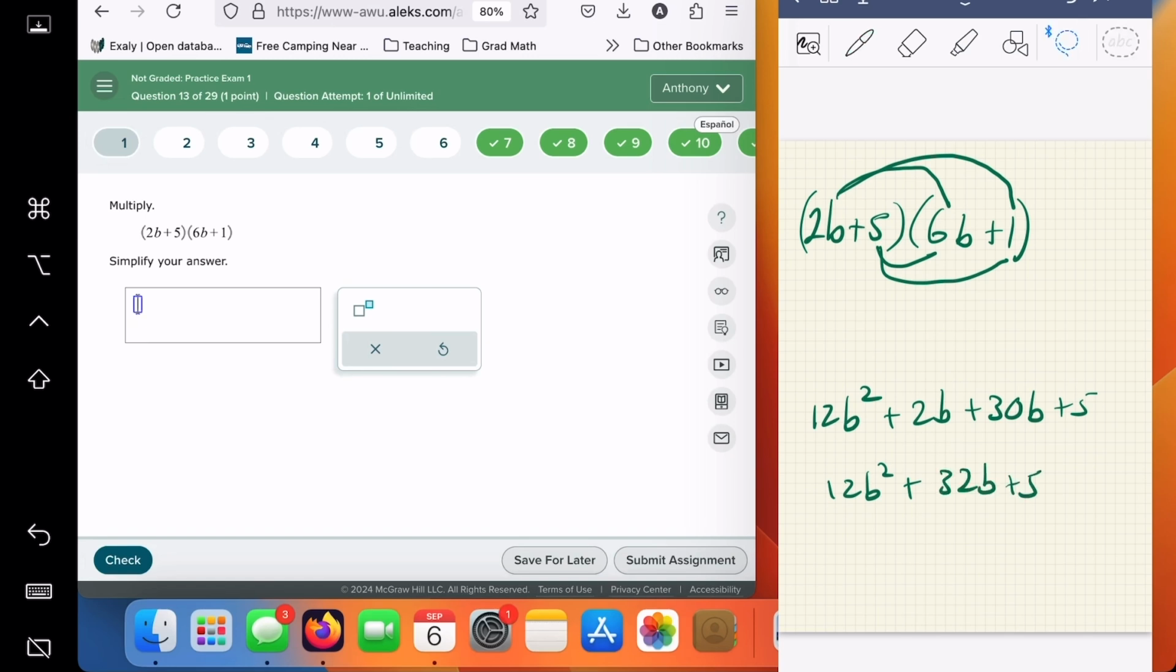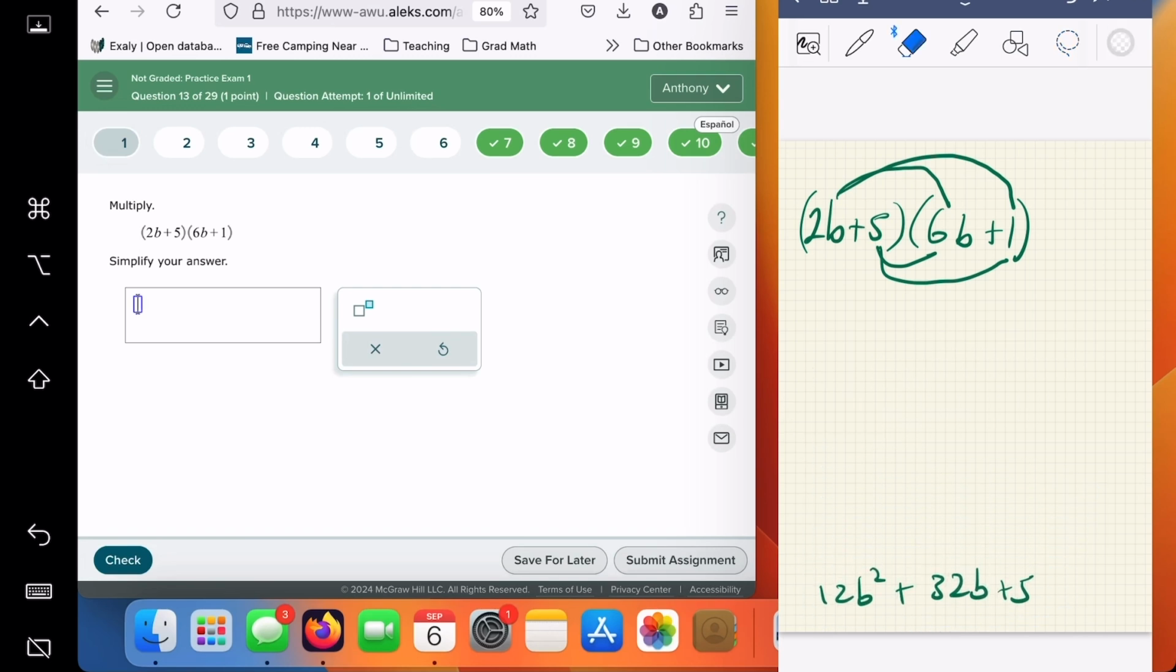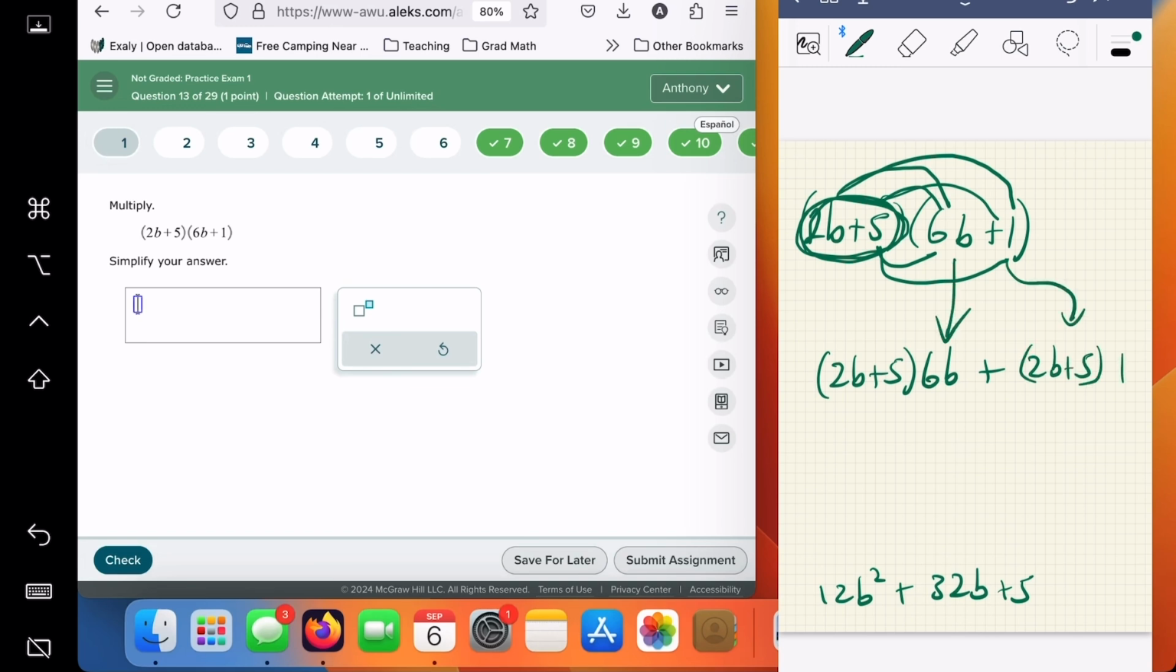The other way we could think about this, okay, so b represents a number, and 2 times b is therefore also a number, and if I add 5, that's also a number. So, in fact, this entire thing in parentheses is one number. And you can distribute that one number to both of these. And what that looks like is I need to take that number, 2b plus 5, and multiply it by 6b. Plus, I need to take that number, 2b plus 5, and multiply it by 1. Right? So this is the other way we can think of distributing when we have a product of binomials.